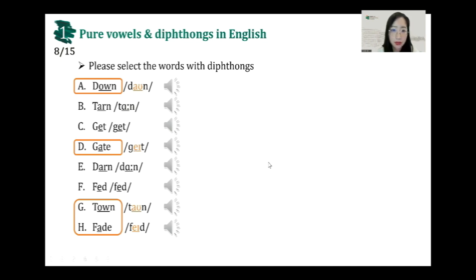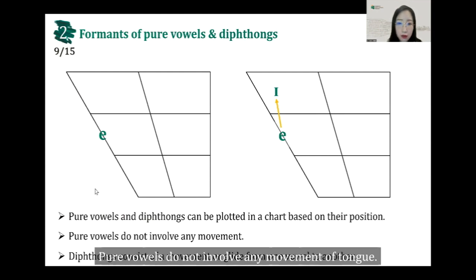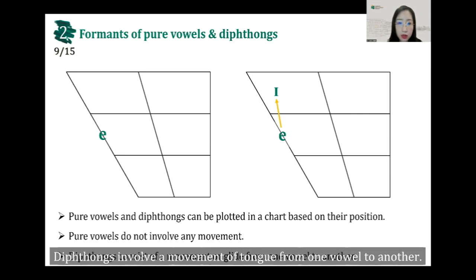As introduced in Session 2, vowels can be plotted in a 4-sided figure based on the tongue position of pronunciation. Pure vowels do not involve any movement of tongue. Diphthongs involve a movement of tongue from one vowel to another.